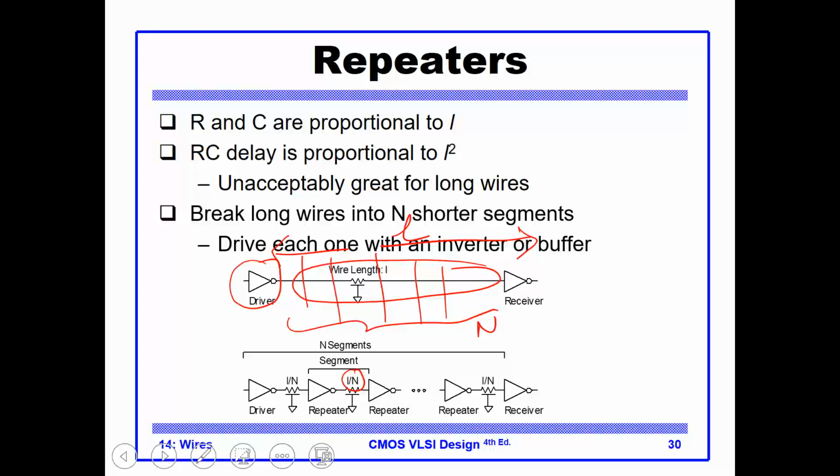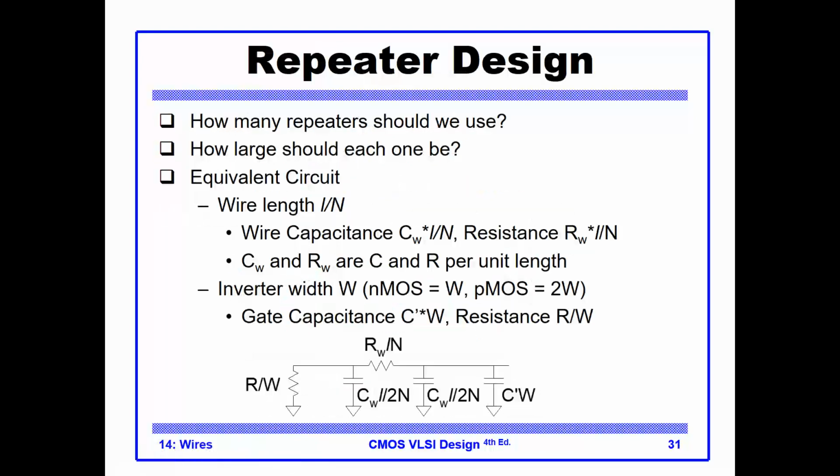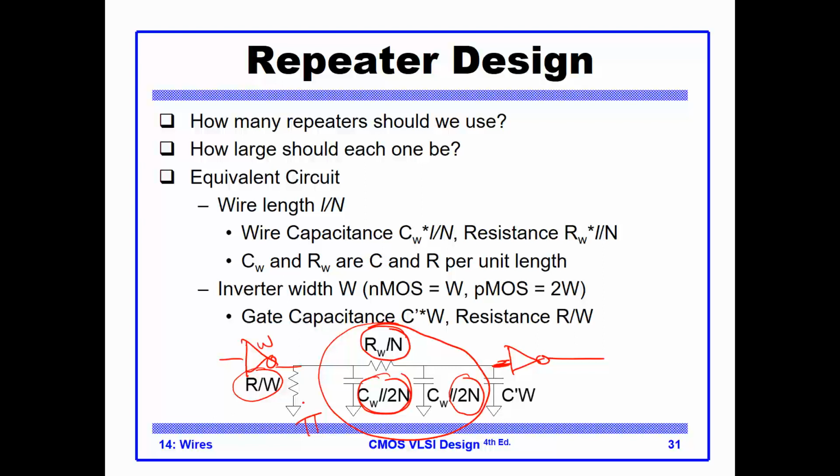Okay, and now I can start saying, let's have the repeaters here, and basically for the repeaters I have an inverter, and I have another inverter. So notice that here the entire wire is RW. Since I have chopped it into n pieces, this becomes RW over n. This is RW over 2n and CW over 2n and CW over 2n. This is my pi model for the segment of the wire, and this is the capacitance of the wire of the receiving inverter, and this is the R over W. So R over W, because I'm sizing this guy to be W, so its resistance will be divided by W, and I'm sizing this to be W, so its capacitance will be multiplied by W.